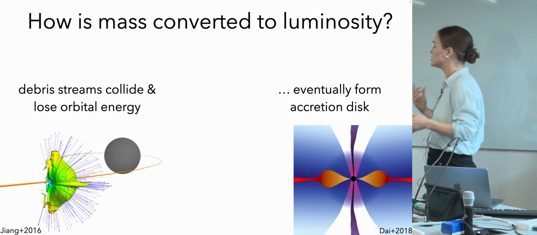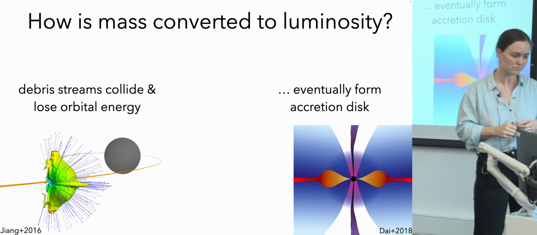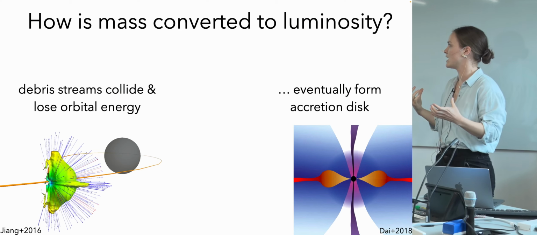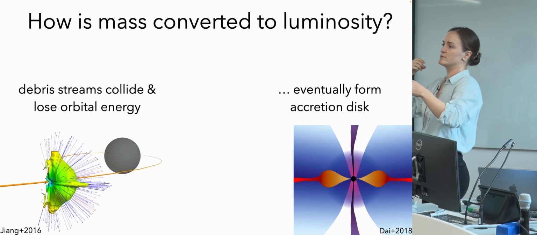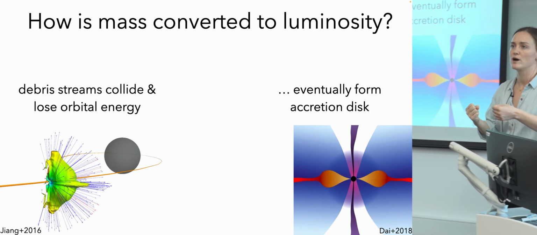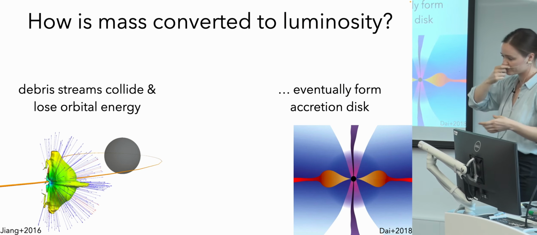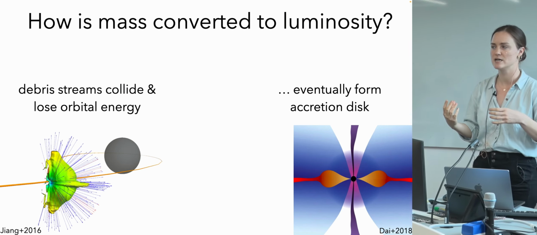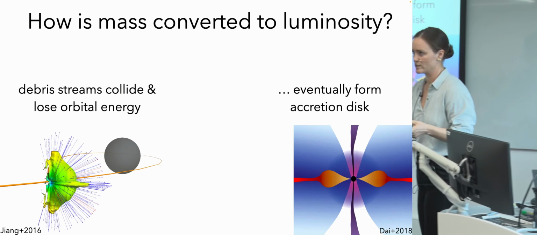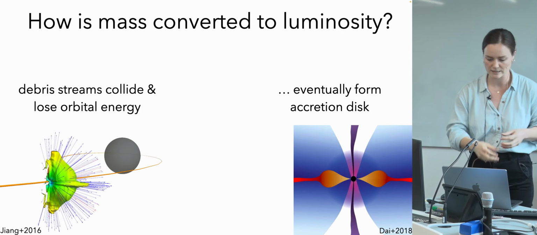But what these simulations don't do is show how mass is converted into luminosity. And so there's been much debate over this, but to first order, we know that the debris streams are on these initially very eccentric orbits. And so to eventually circularize and form a disk, they collide, lose orbital energy. And it's this process of losing orbital energy that's actually producing the luminosity, because the energy of these events is essentially coming from the kinetic energy of the gas.